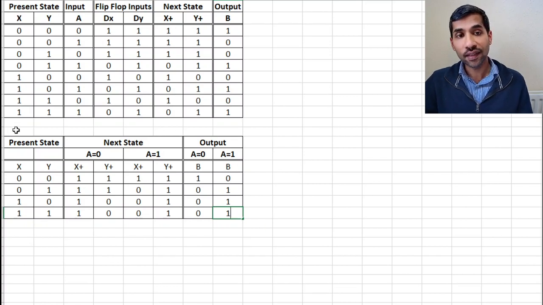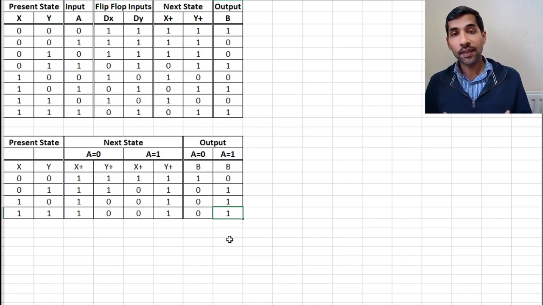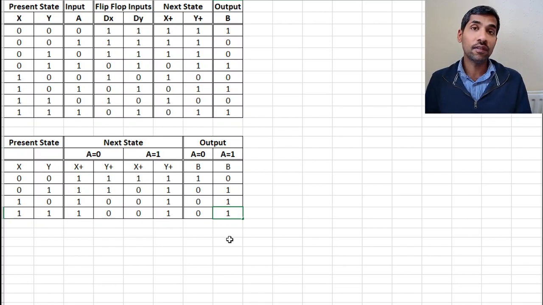And what this table helps us to do is it helps us to draw a state diagram, and we'll do that in the next video. A state diagram is basically a diagram that shows how the states change and what are the outputs associated with different states and different inputs. We'll take a look at that in the next video.